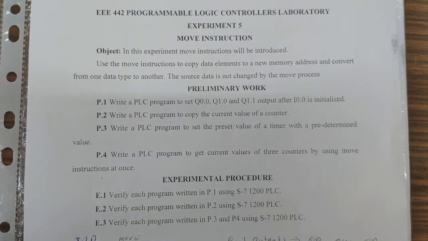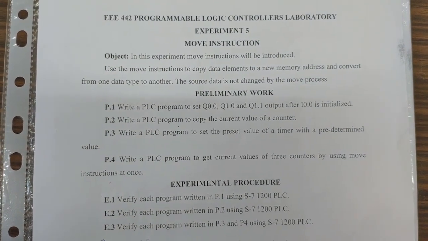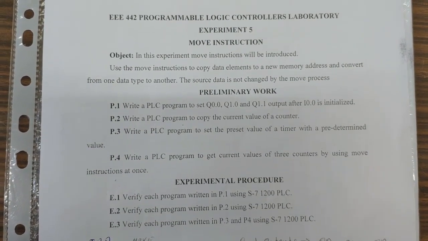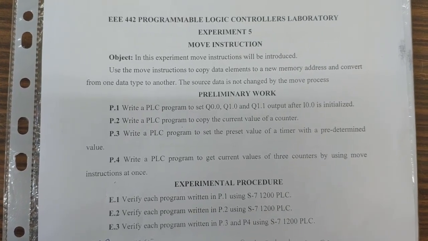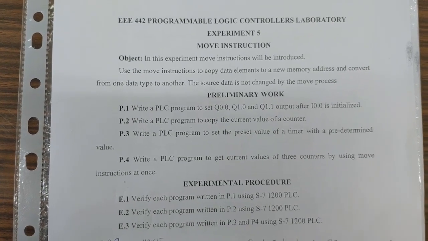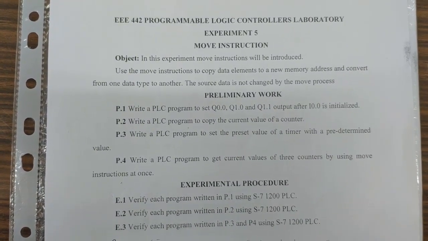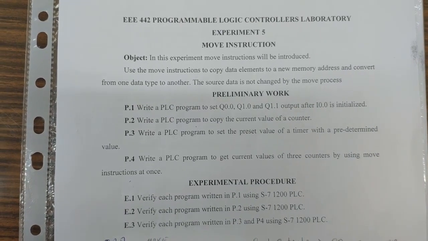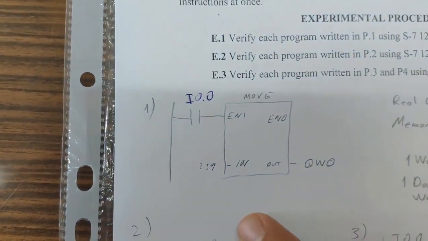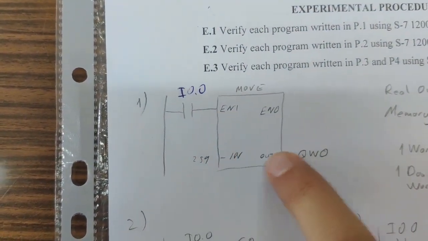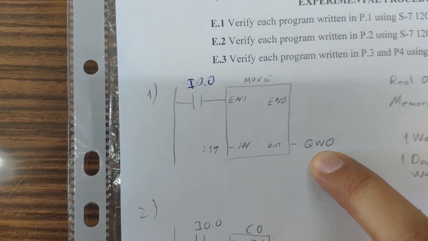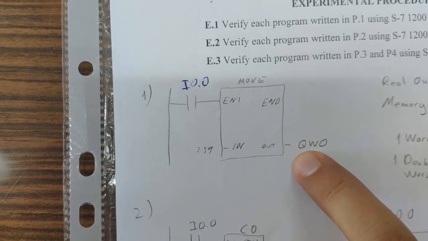In the first part, P1 of the preliminary work, we must write a PLC program to set Q0.0, Q1.0, and Q1.1 outputs after the Q0.0 is initialized. So we have 3 bits, Q0.0, Q1.0, and Q1.1, and we must set them using the I0.0 input. For this, we have this circuit. If we activate I0.0, the move instruction will be activated. In turn, the output address is QW0. This means Q word.